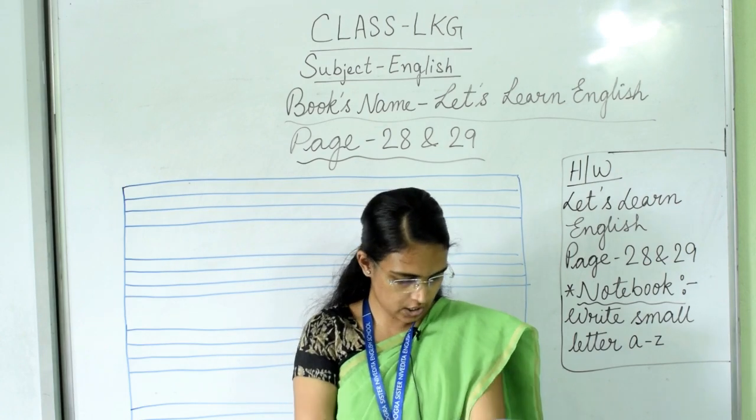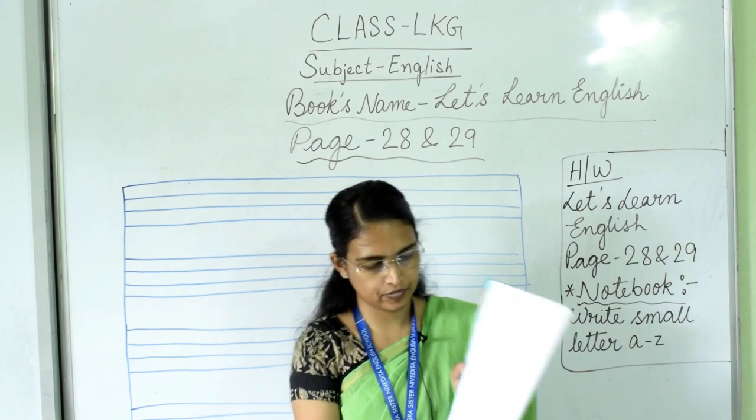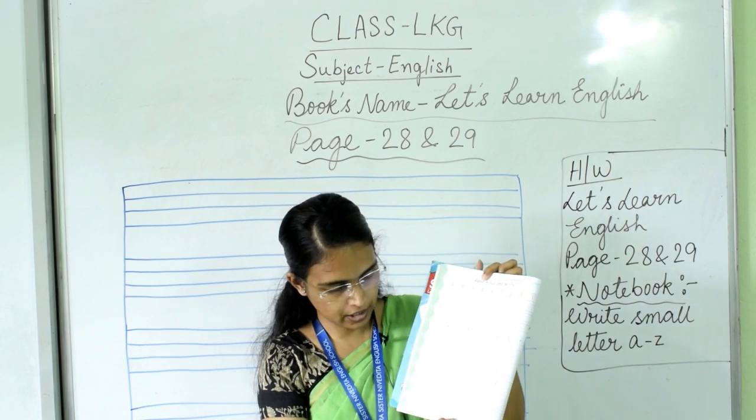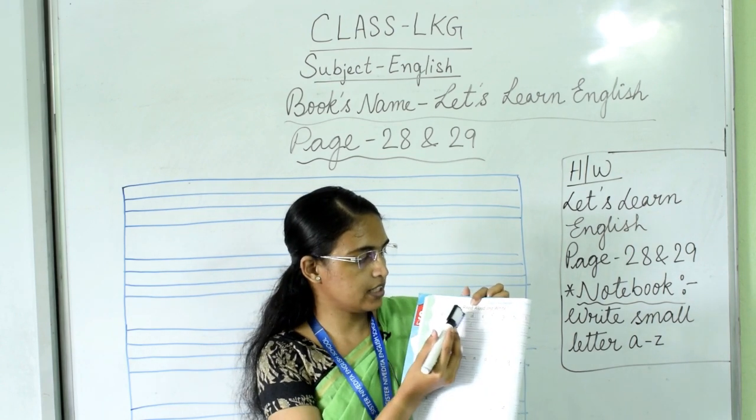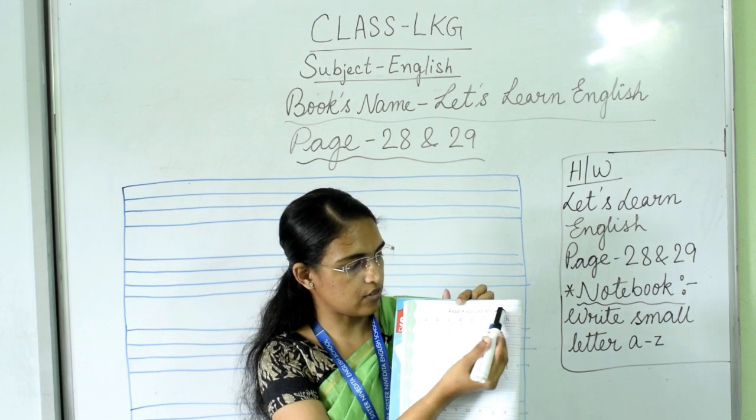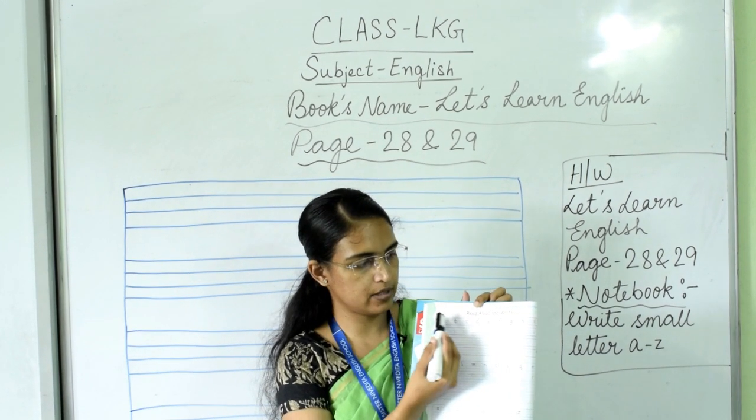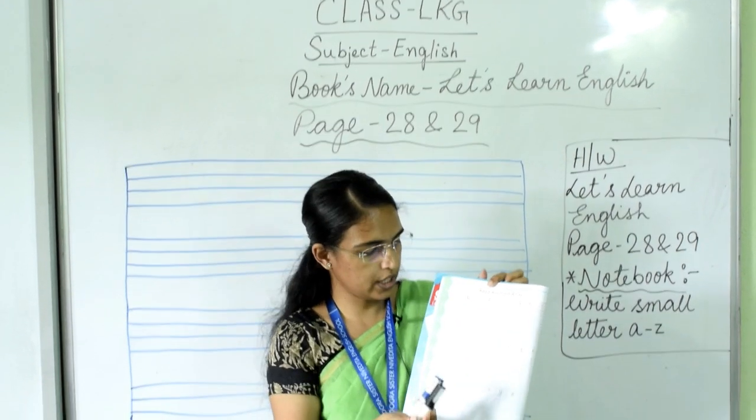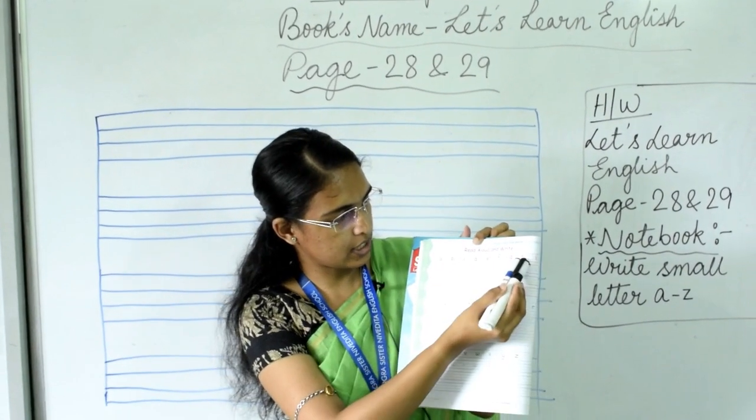Now come to page number 28. This one. This is page number 28. Now what is written here? Read aloud and write. You have to read all the letters and then you have to write. Okay. First here, look here what is written here.